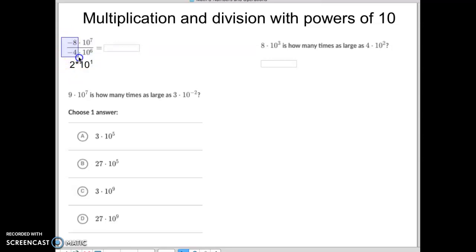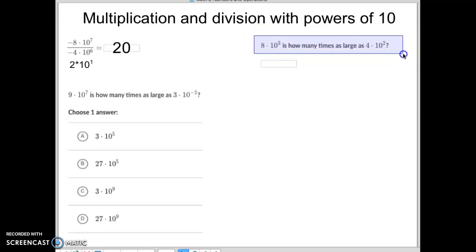So again, negative 8 divided by negative 4 is 2. And then 10 to the 7th over 10 to the 6th, you subtract the powers, would be 10 to the first power. 10 to the first power is just simply 10. So 2 times 10 is 20. That's how you do it. All right, let's do the next one here.